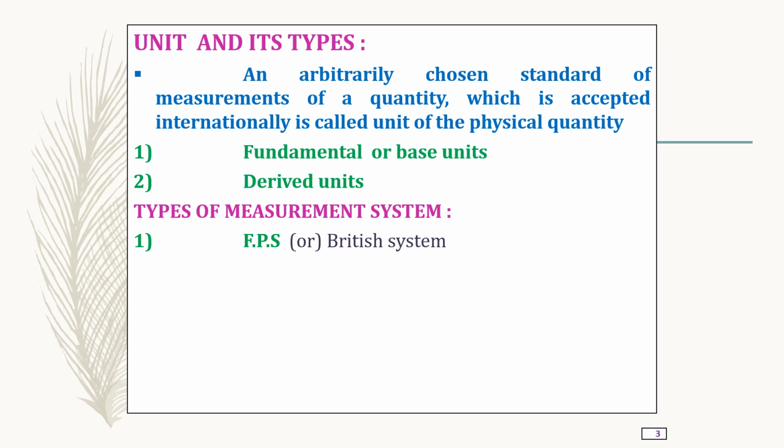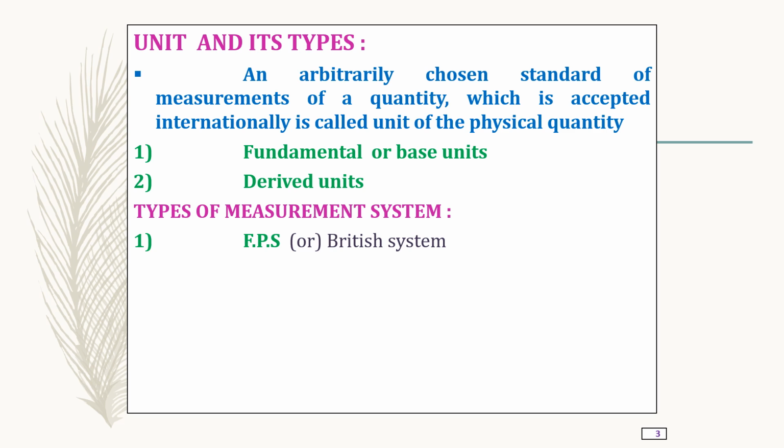Different types of measurement systems. A complete set of units which is used to measure all kinds of fundamental and derived quantities is called a system of units. Here, the common systems of units used in mechanics are, the first one, the FPS or British system.